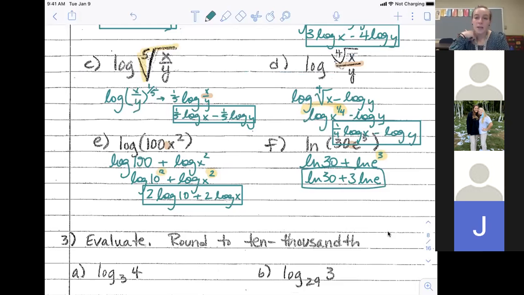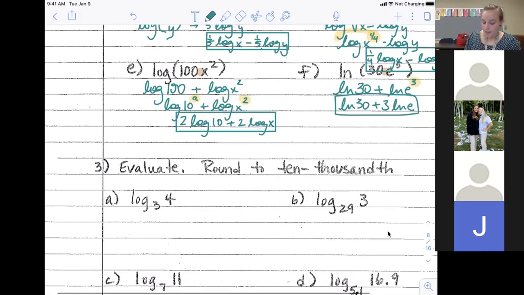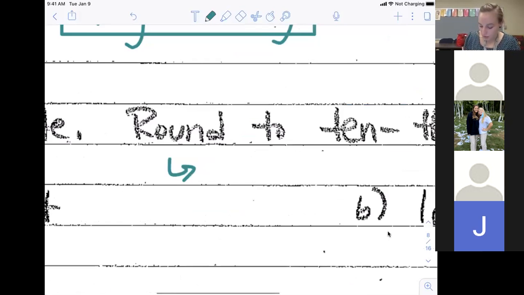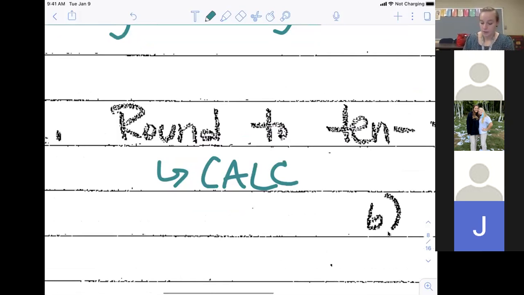Okay, this next problem, we're going to need a calculator, so I'll have to switch my screen in a second, but I want to talk about it first. It says evaluate, and it says round to the 10,000th. Anytime it says round, that's kind of like a little key to use our calculator. Use your calculator.